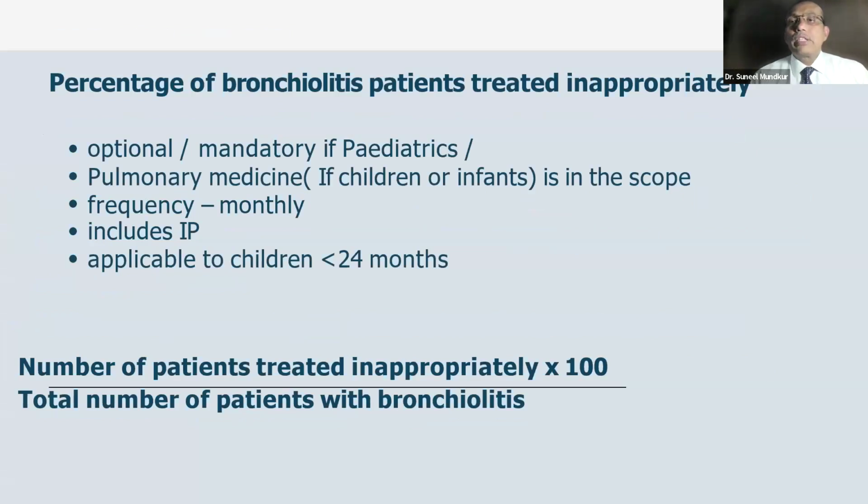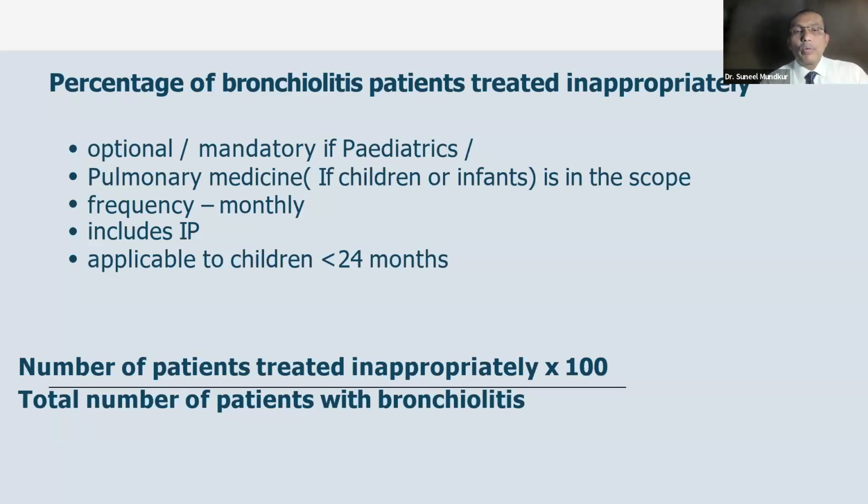So the percentage of bronchiolitis patients treated inappropriately is the indicator name. It is optional, but becomes mandatory if pediatrics is in the scope or pulmonary medicine is there in the department, and if children and infants are being treated by pulmonary medicine, then this becomes a mandatory indicator. The frequency is monthly. It includes IP and is applicable to children less than 24 months.